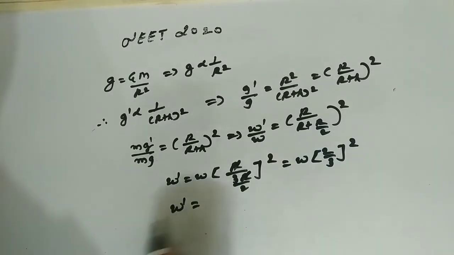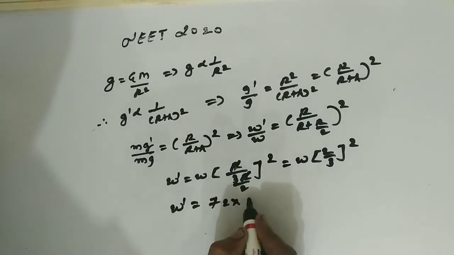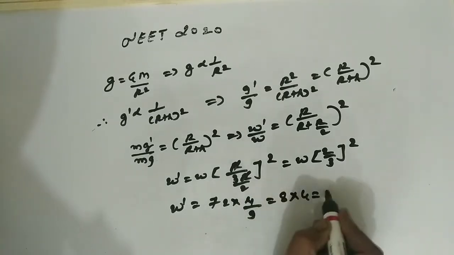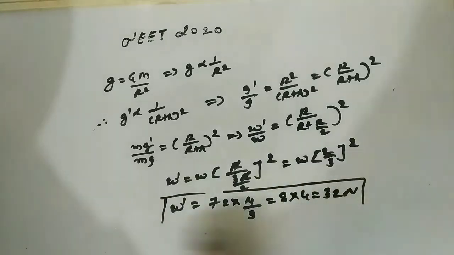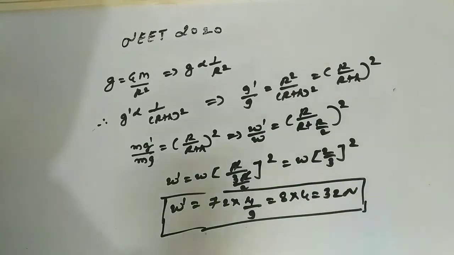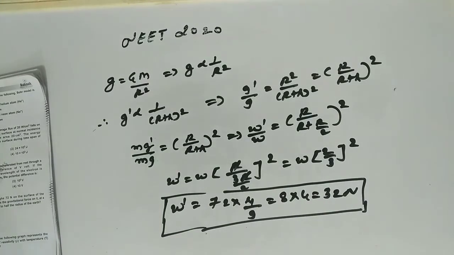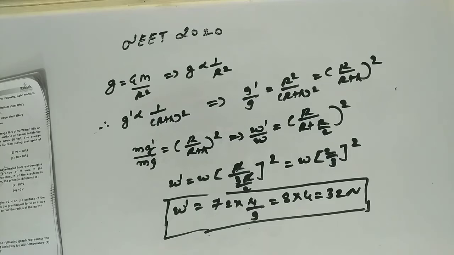So W dash equals, what weight is given? See, 72. 2 square is 4 by 9. 9 8s are 72. 8 into 4, 32 Newton. This is your answer. Right? What is the option he has given? 32 Newton. That is nothing but the first option. Look once carefully, look at the equation completely. The basic equation is kept here. Right?